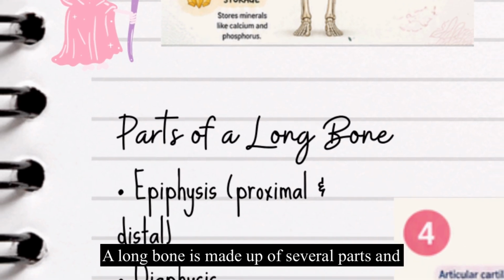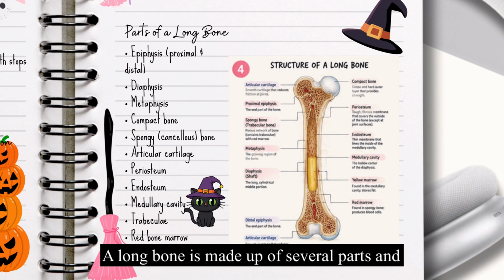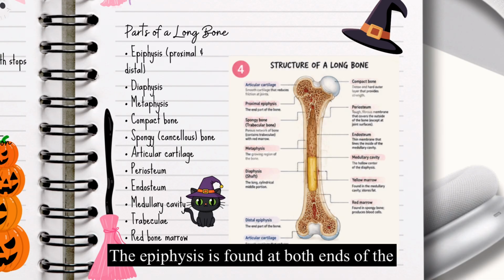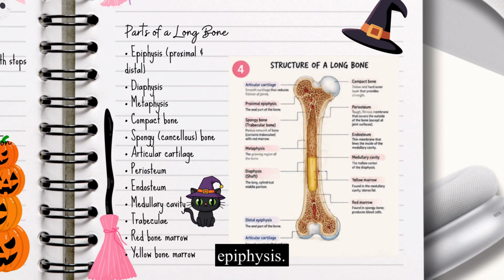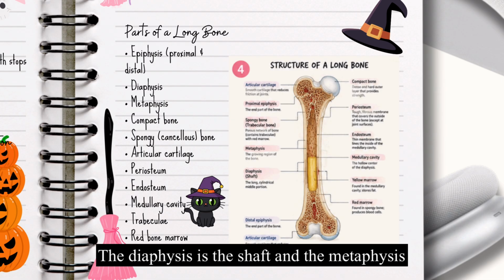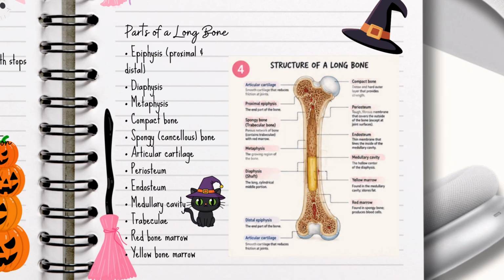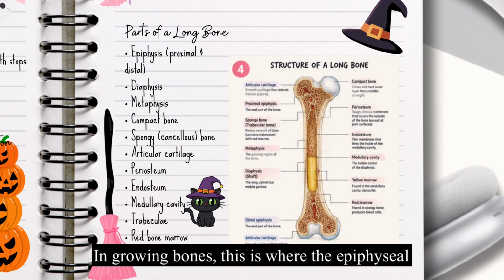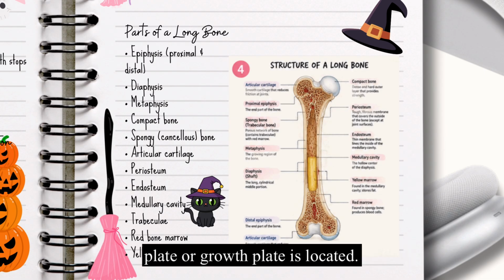The long bone is made up of several parts, and each has a specific function. The epiphysis is found at both ends of the bone. The end closer to the body is the proximal epiphysis, while the farther end is the distal epiphysis. The diaphysis is the shaft, and the metaphysis is the region between the shaft and the ends. In growing bones, this is where the epiphyseal plate or growth plate is located.